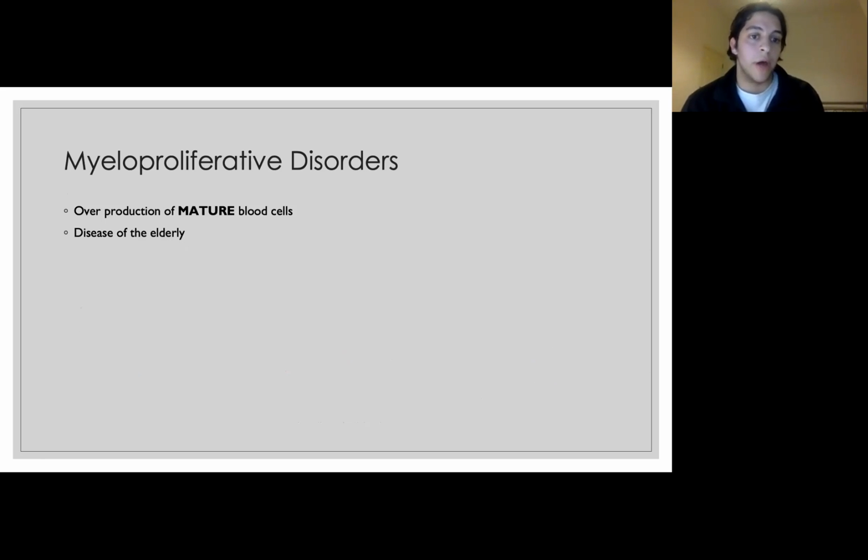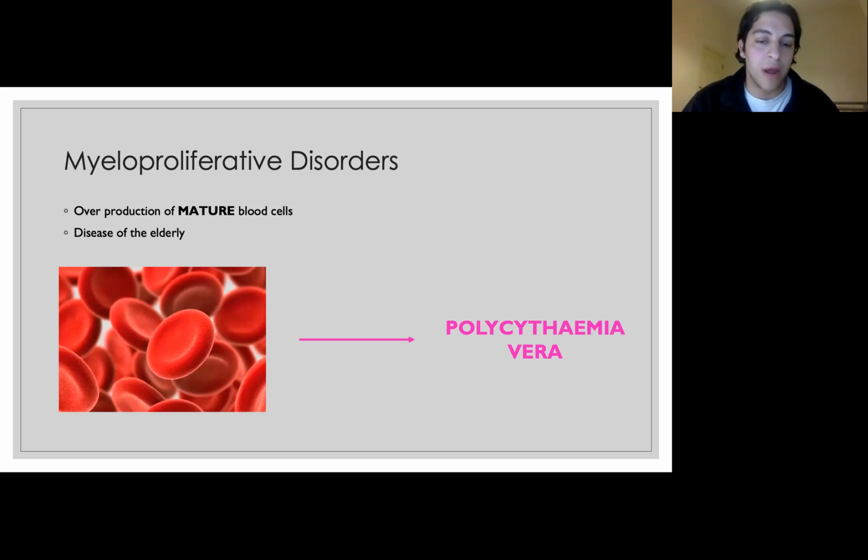Myeloproliferative disorders. Myeloproliferative disorders are an overproduction of mature blood cells. So it's a disease of the elderly again. And the type of disorder depends on what kind of cells are being overproduced. So if it's red blood cells that are being overproduced, the condition that you get is polycythemia vera. I'm not going to go into the details of these because it's kind of beyond the scope of this talk. But have a read up on them to make sure you're ready for the exams.